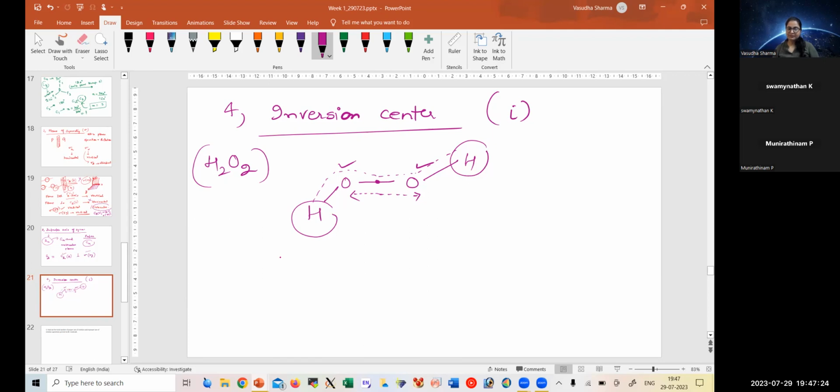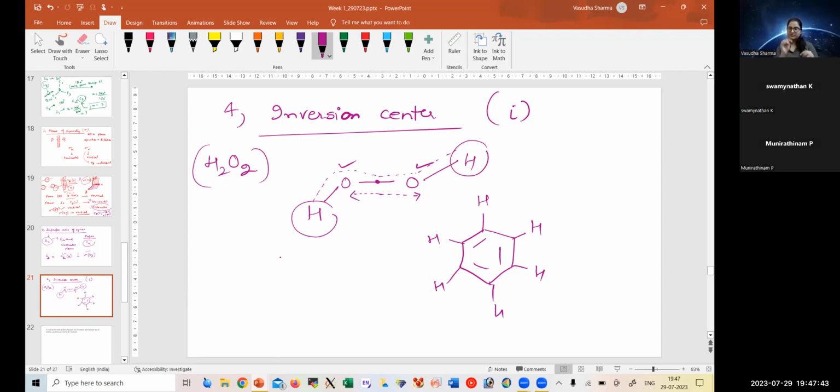For example, if I'm taking this case, I have taken benzene. Here, everything is H, H, H, and H. So can you please tell me whether an inversion center exists in this molecule or not?